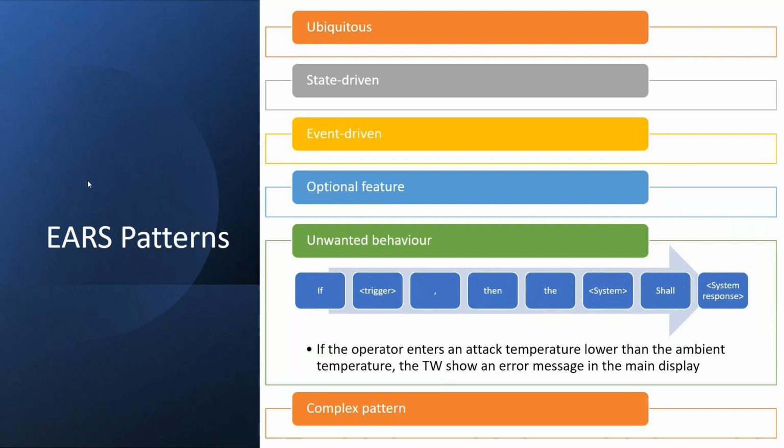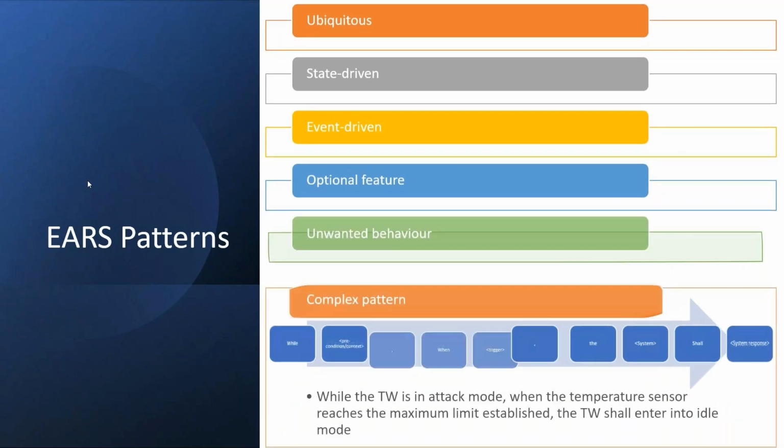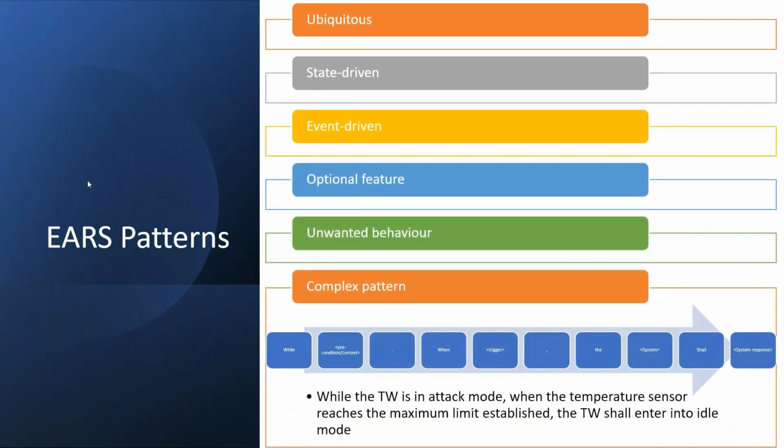The official name for this is complex pattern. But in the end, this complex pattern is nothing else than a combination between state-driven plus event-driven or unwanted behavior. So in this example, I have entered just the keyword when. It could be when or it could be if, right? So if you put together first the state precondition while the temperature warrior is in attack mode, and then a discrete event like when the temperature sensor reaches the maximum limit established, and then it comes the action, the temperature warrior shall enter into the idle mode, right?